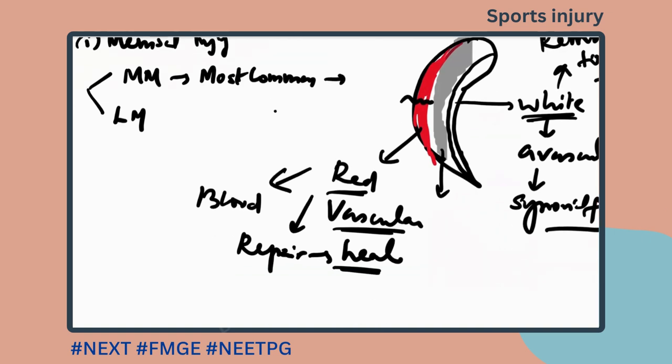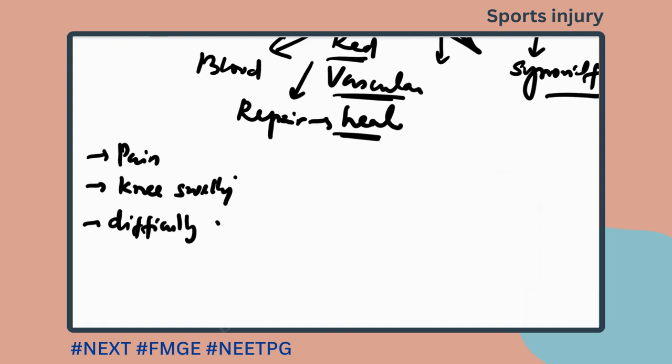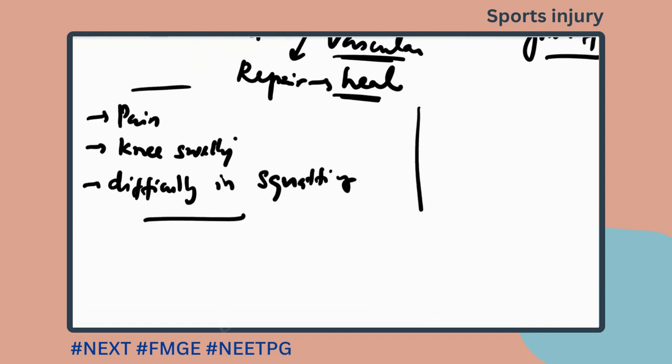Now, whenever a tear happens, the patient can present with pain, knee swelling, and difficulty in squatting also. These are the complaints with which a patient can present. And how can you treat this by repairing or removing? You will do it through a method called arthroscopy. Arthroscopy is where you put a small camera into the joint and you see the structures and you repair it. So that procedure is called arthroscopy.